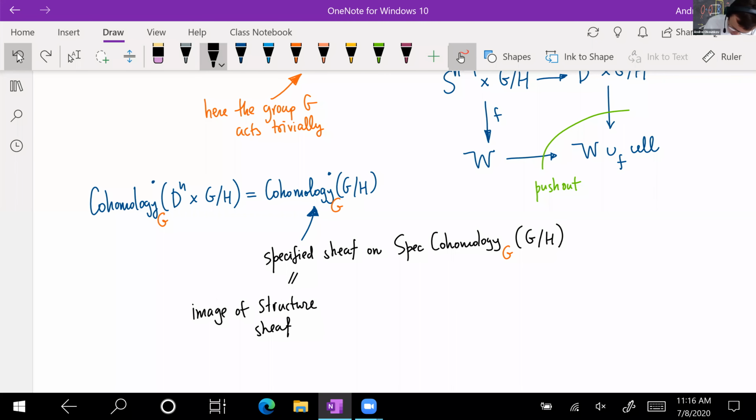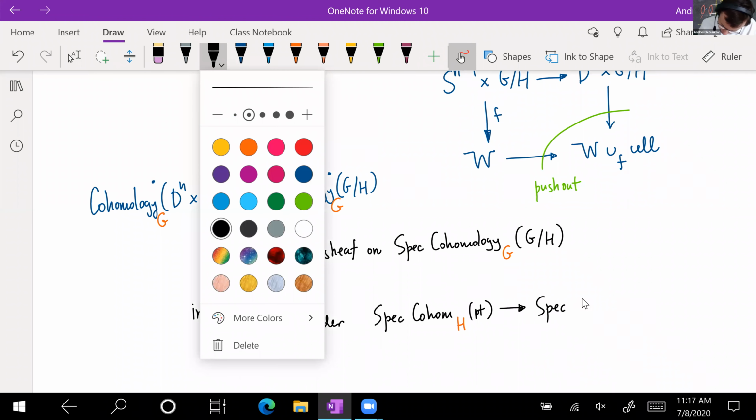So the theory should be: if we take cohomology, it's a contravariant theory with respect to covariant maps. When we take the spectrum of cohomology, it'll be covariant with respect to covariant maps. So we have to have a map. I'll just abbreviate: the equivariant cohomology of a point should map to the spec of the G-equivariant cohomology.